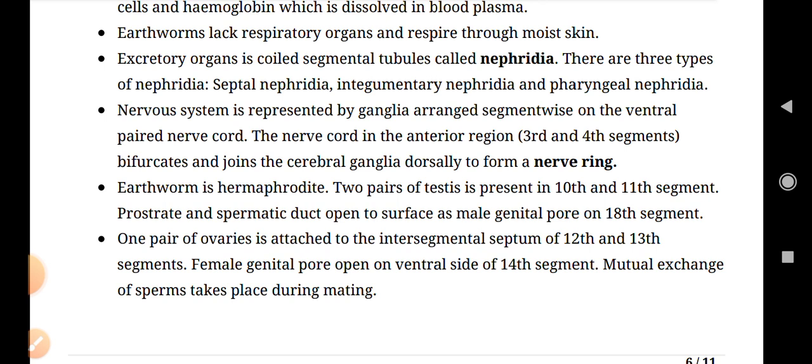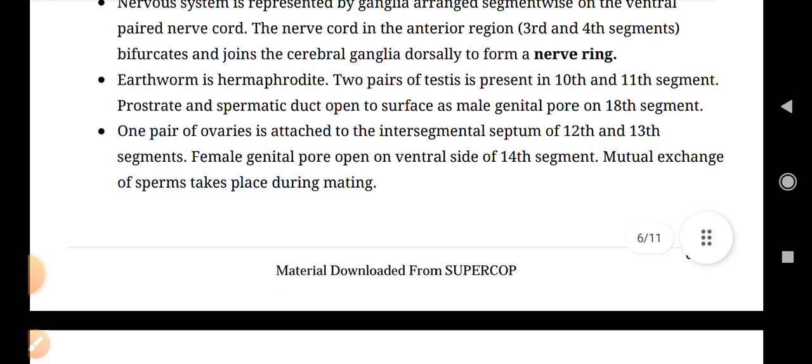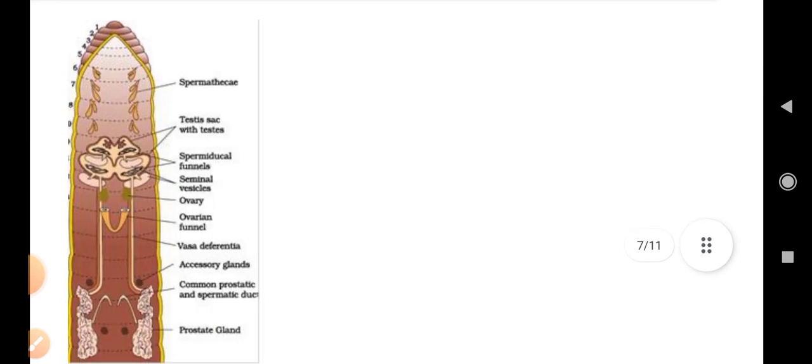2 pairs of testes are present in 10th and 11th segments. Prostate and spermatic duct open to the surface as male genital pore on 18th segment. 1 pair of ovaries is attached to intersegmental septum of 12th and 13th segments. Female genital pore opens on ventral side of 14th segment. Mutual exchange of sperm takes place during mating.